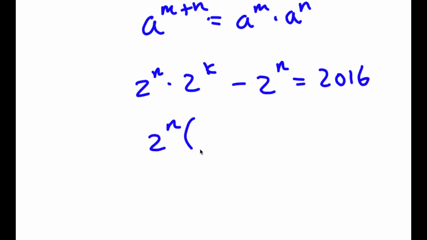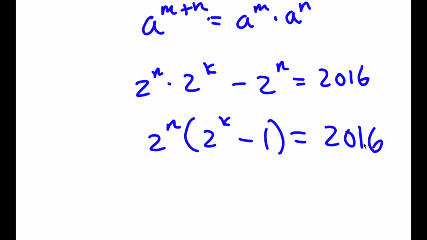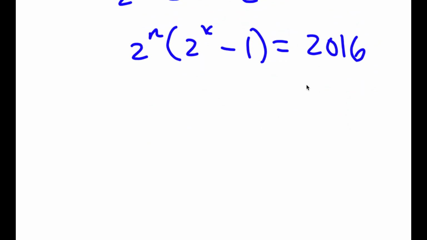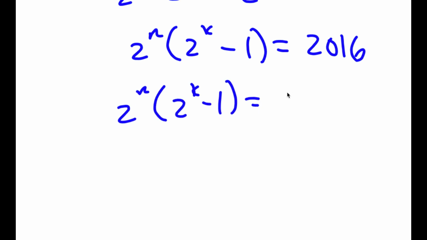Now I'm going to factor out 2 to the power of n. So now I have 2 to the power of n times 2 to the power of k minus 1 is equal to 2016. So 2016 is equal to 32 times 63.